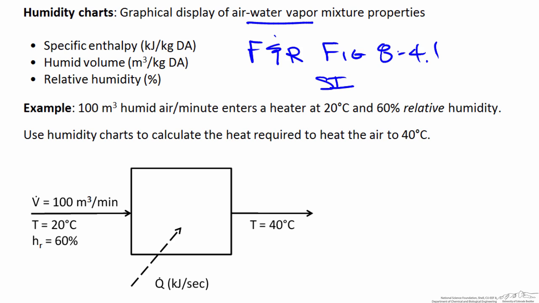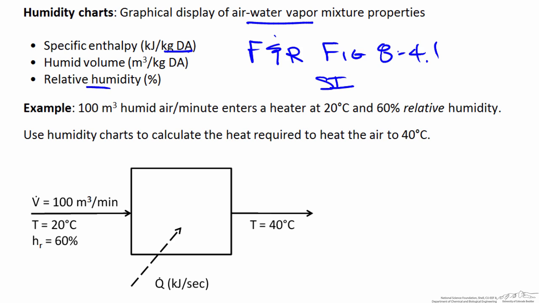The physical property data that we'll use for this problem include specific enthalpy and humid volume. Both of these are given to us on a per kilogram of dry air basis. So it's important to recognize that humidity charts give us physical property for a humid air system. It's given to us in a basis of per kilograms of dry air. We'll also look at relative humidity.